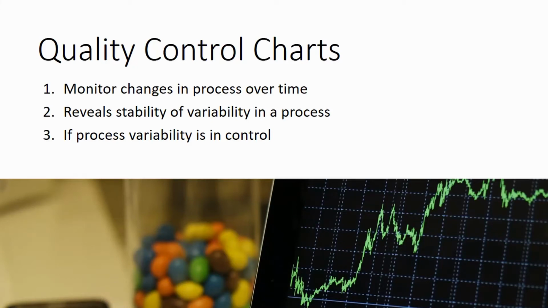Let us begin our lesson on control charts, in particular, the X-bar control chart and the R-bar control chart. The X-bar and the R charts are always used together. Control charts are used for monitoring changes in a process over time. They reveal the stability of variability in a process, and show if a process is in control.